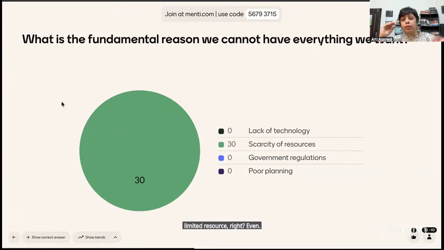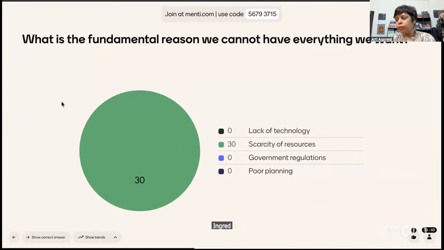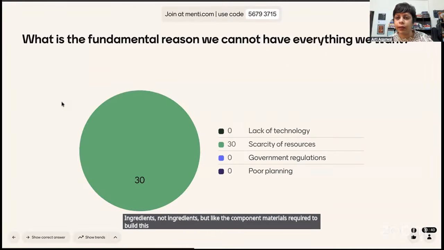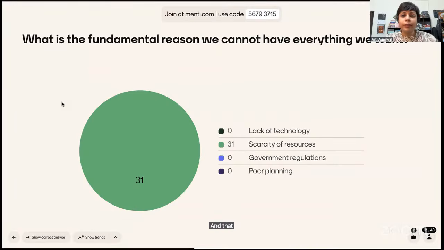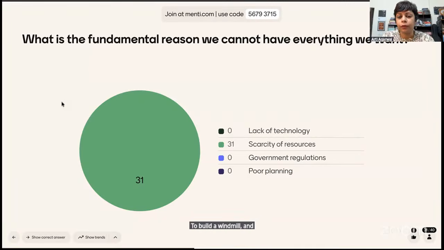You may say solar power, the sun is infinitely available. Yes, sun is. But what about the component materials required to build this solar panel? That is not infinite and that is not readily available everywhere. So, no matter what you build, you want to build a windmill, sure, wind is freely available, but the materials required to build the windmill are not infinitely available, right? Similarly, you can drill down everything back to resources.